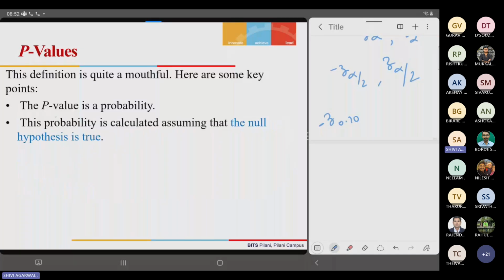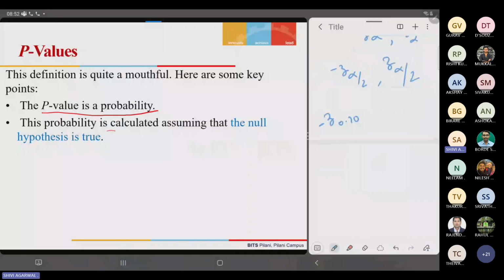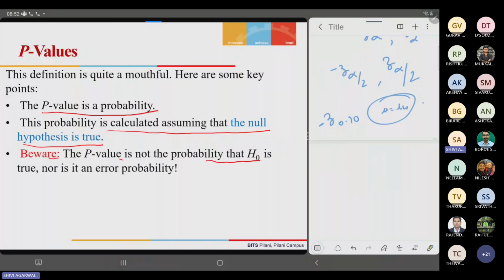Some key points: the p-value is a probability, definitely. This probability is calculated assuming that the null hypothesis is true, so we are taking mu equal to mu naught here. Beware that the p-value is not the probability that H naught is true, nor is it an error probability. It is not a type 1 error or type 2 error. We are assuming that H naught is true, and it is the probability of the test statistic.